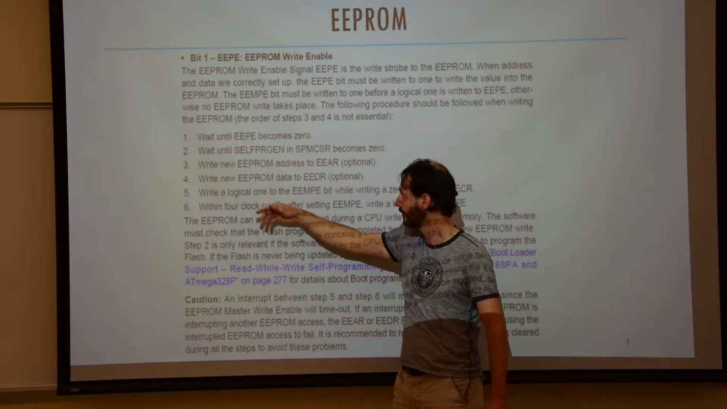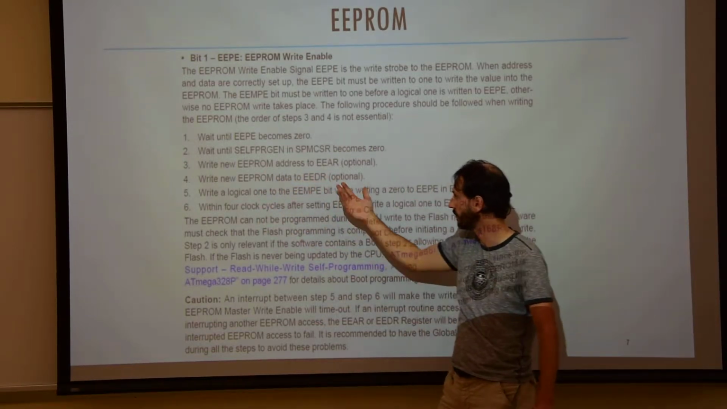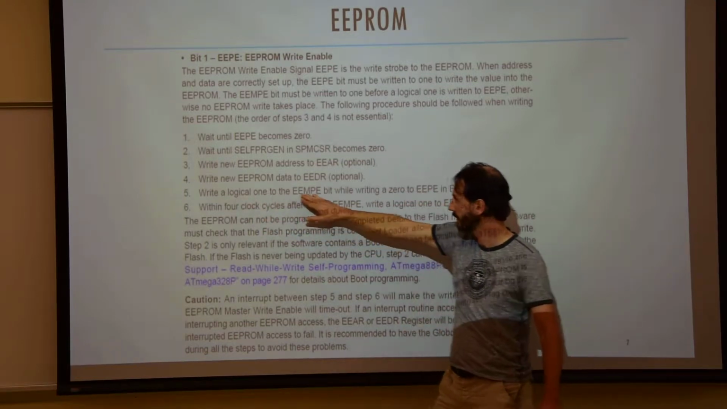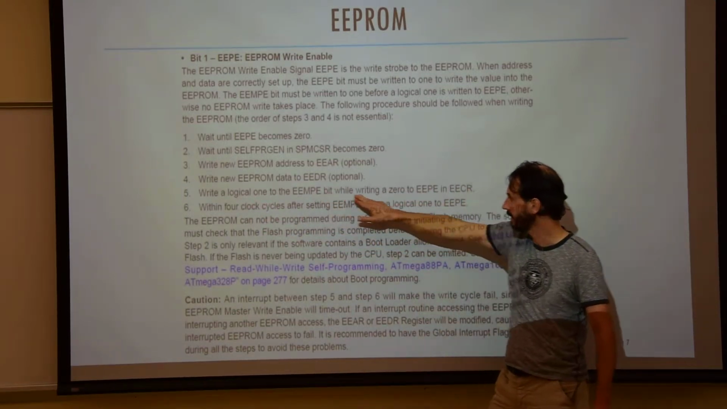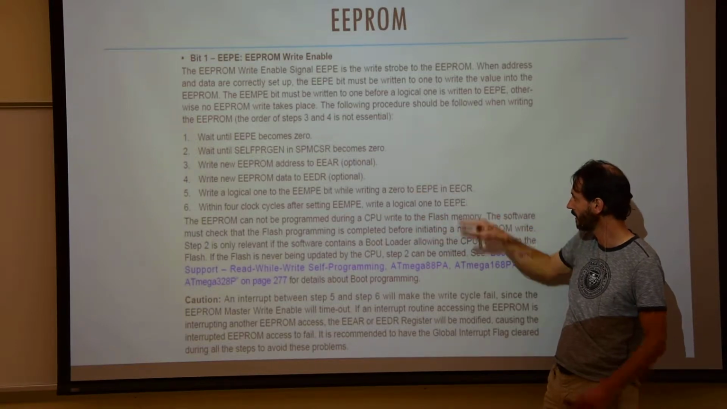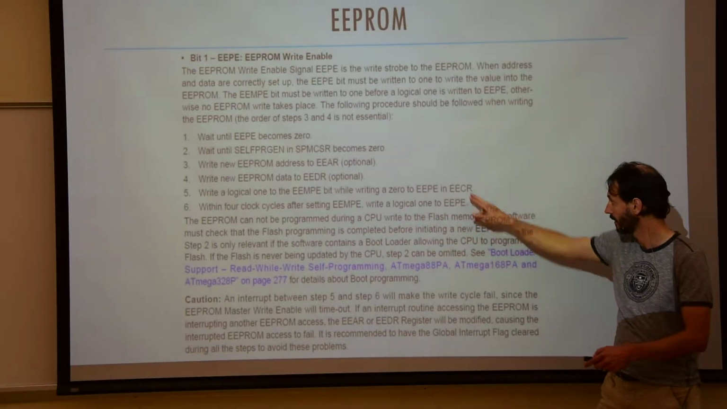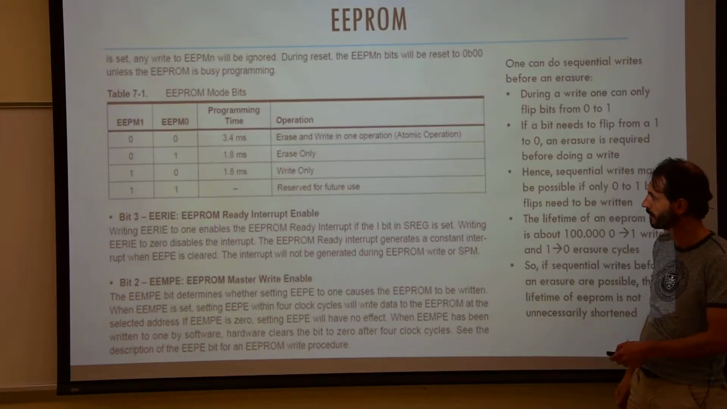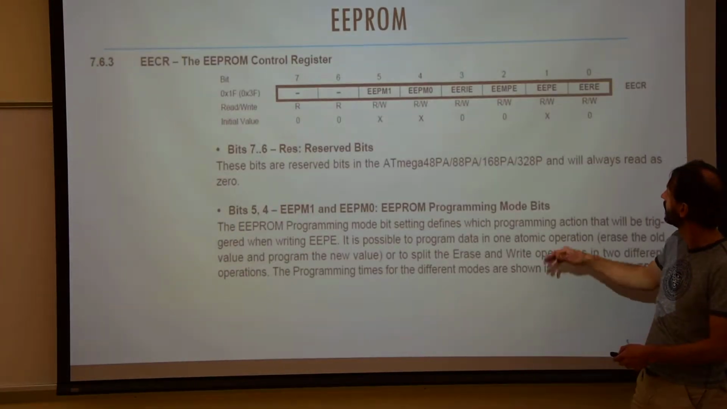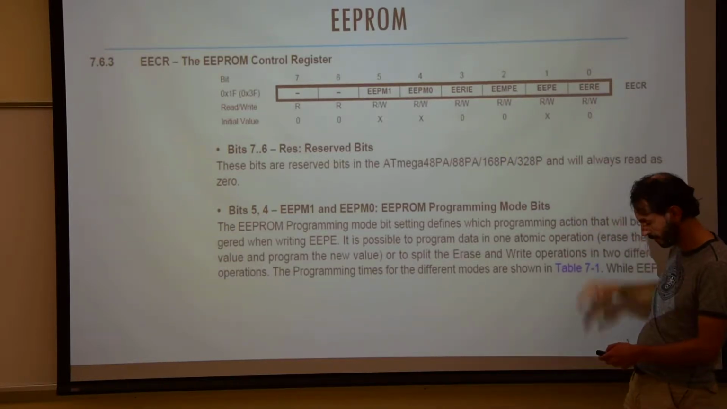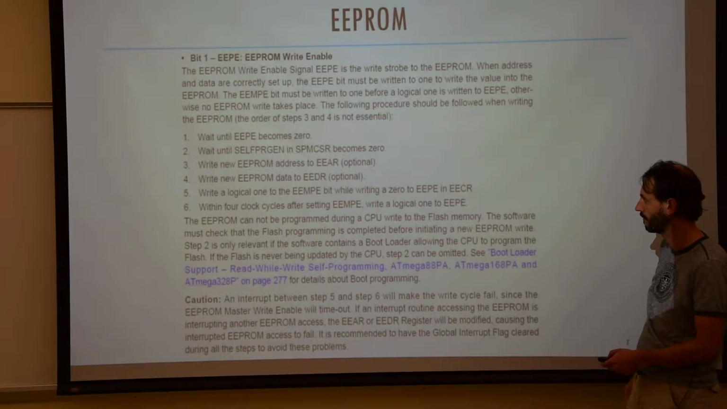You can write a new address if you want to, new data if you need to. We talked already about that. Then you write a logical one to the EEMPE bit while writing a 0 to the EEPE in that EECR, that control register. And you have to do that at the same time. So let's go back. So we have this one, and I think it was that one. We don't know. I now forgot.